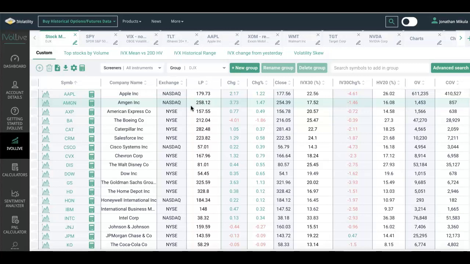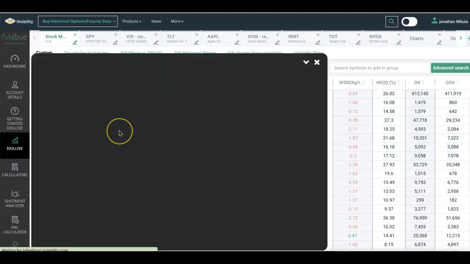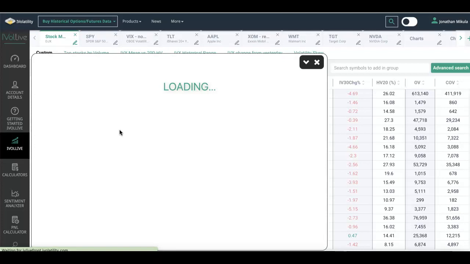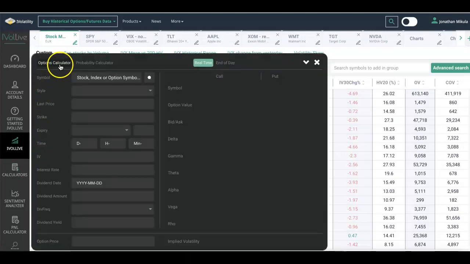Today I will demonstrate how to pull up a stock within iVol Live and then analyze hypothetical values based on different inputs using our recently updated calculator tool. So you click on the icon for calculators. That will load two calculators. One is the options calculator. The second is the probability calculator.